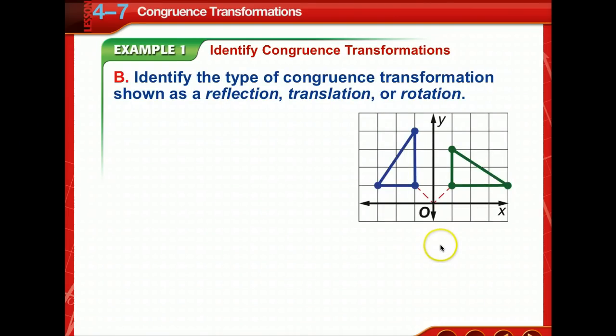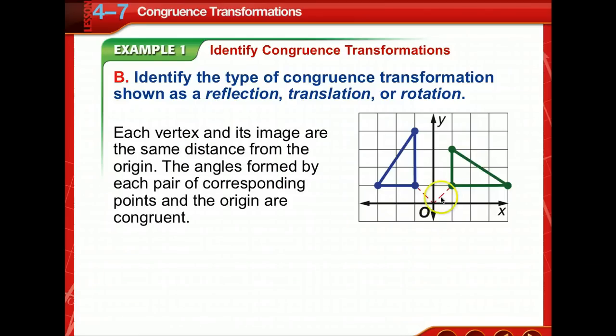Identify the type of congruence transformation shown here as either a reflection, a translation, or a rotation. So did they flip it, slide it, or turn it? Each vertex and its image are the same distance from the origin. The angles formed by each pair of corresponding points and the origin are congruent. So this is a rotation. This one has been turned.